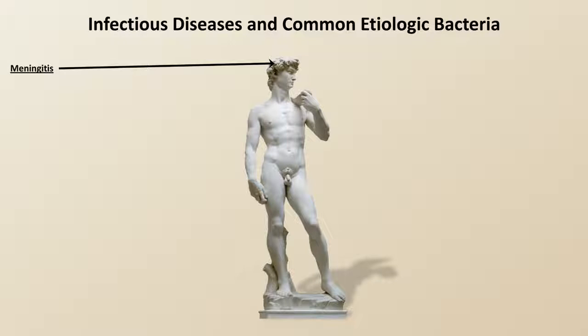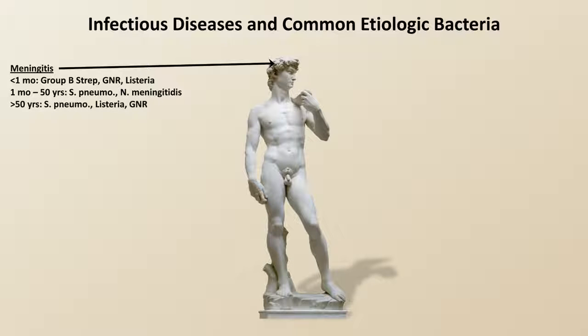Meningitis is caused by different organisms depending upon the age of the patient. There are various published breakdowns of prevalences by age, but in the most general sense, meningitis under 1 month of age is usually caused by group B strep, various gram-negative rods, or listeria. Between 1 month and 50 years, it is most frequently caused by strep pneumo and Neisseria meningitidis. And after 50 years, the most common etiologies are strep pneumo, listeria, and various gram-negative rods.